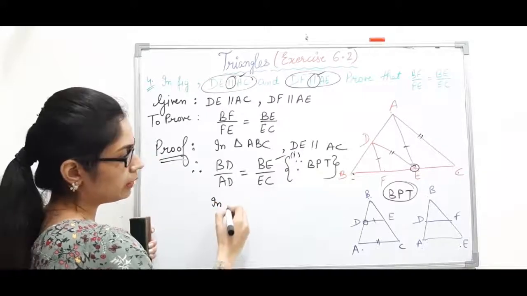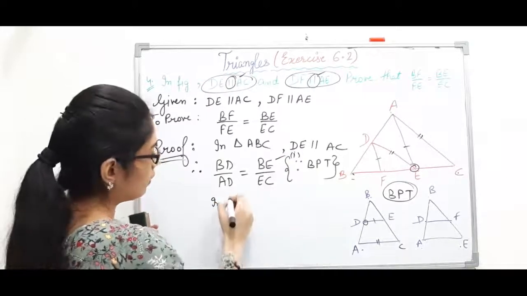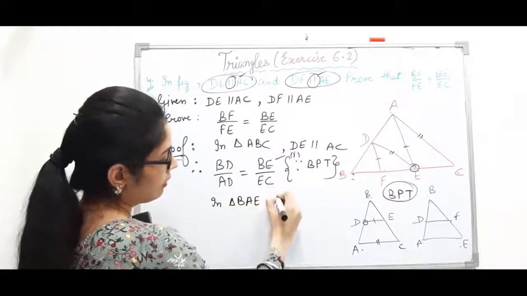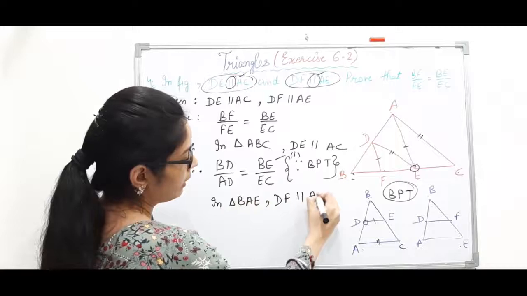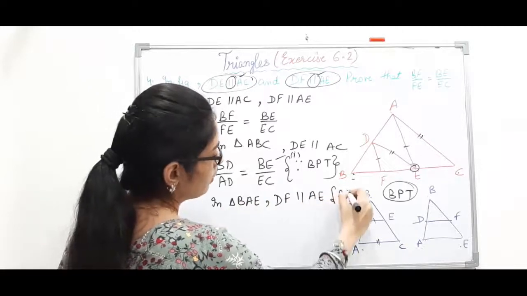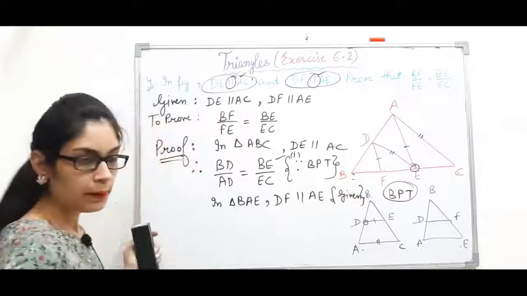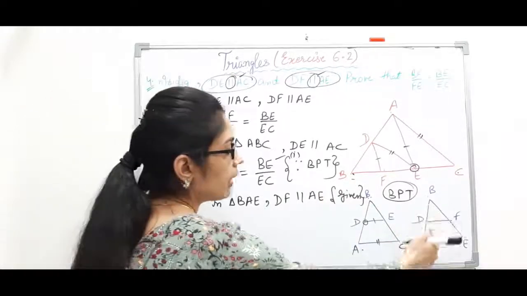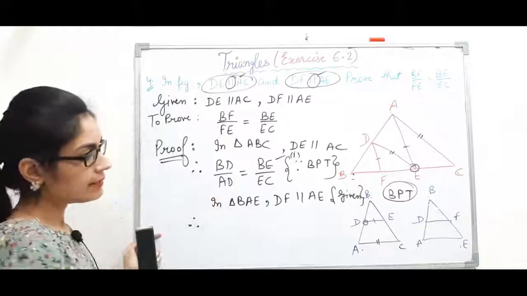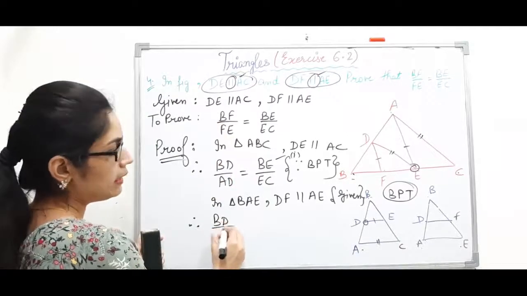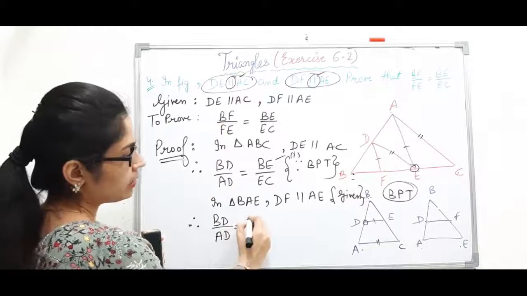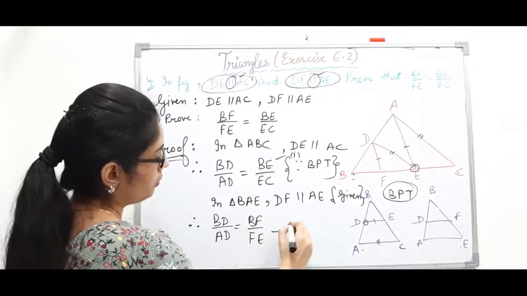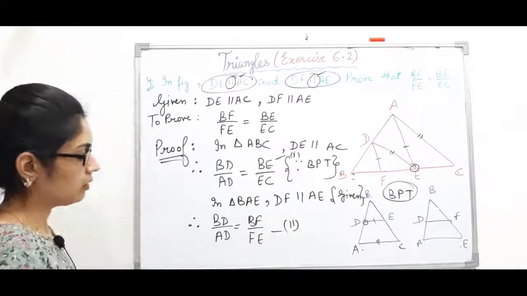Now let's write for the other triangle. In triangle BAE, DF is parallel to AE. It is given. So everything you have to mention properly. So therefore the other two sides of the triangle are in the same ratio. BD upon AD is equals to BF upon FE. So mark it as point number 2.